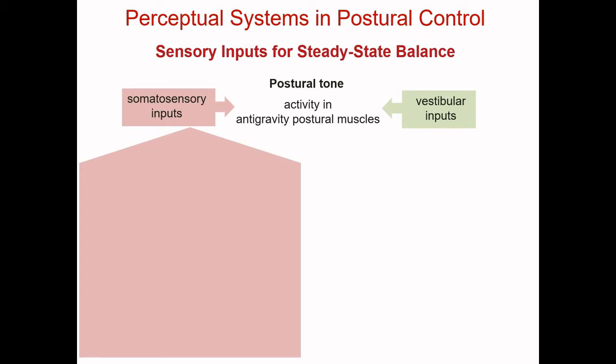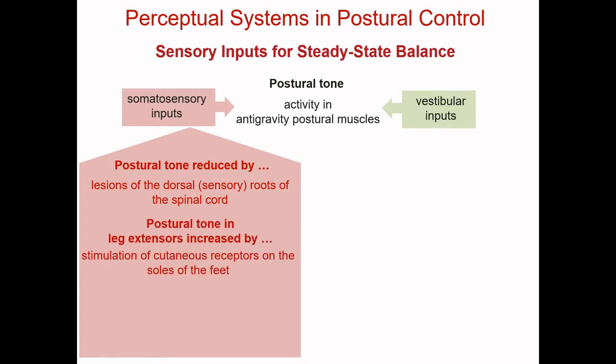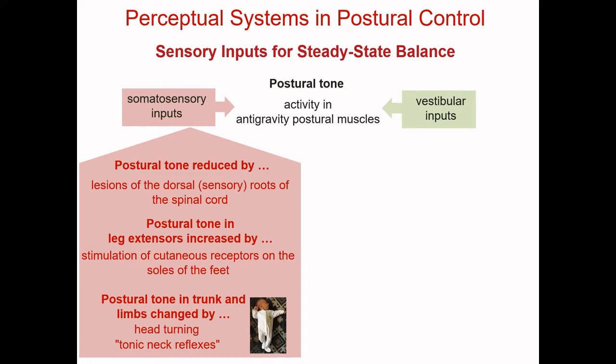In the case of the somatosensory inputs, we can see that postural tone is reduced by lesions to the dorsal roots of the spinal cord. We can also see that the activation of leg extensors is increased by the stimulation of cutaneous receptors on the soles of the feet. Lastly, we can see that postural tone in the trunk and limbs is changed by head turning. This is related to the tonic neck reflex.